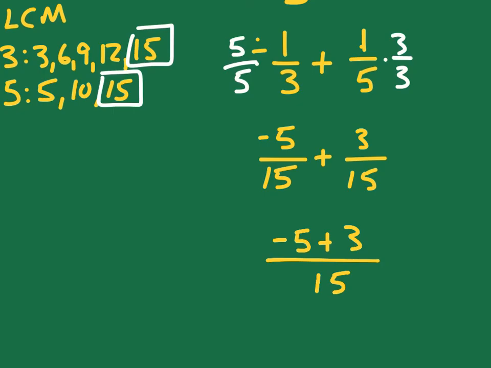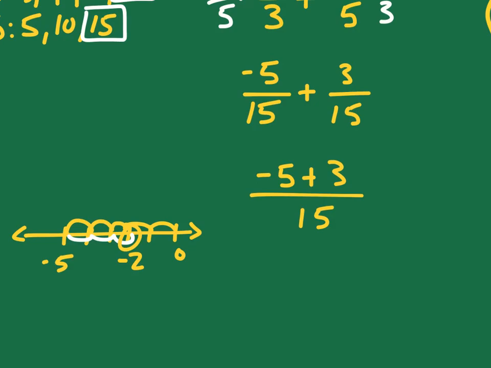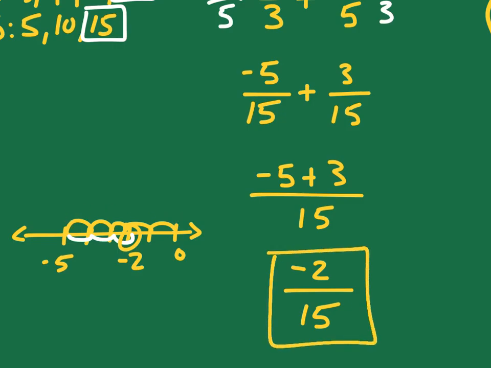Now, if you want to sit here and write out a number line to answer this, that's totally fine. If I go to the left, 1, 2, 3, 4, 5 spots, and then I go to the right 3, 1, 2, 3, and that's going to give me a value of -2, all right? So -5 plus 3 gives me -2. Now, if you can do that math in your head, that's great. If not, and you need to use a number line, guys, use your resources, all right? So I've got -2 over 15, and that's my answer.